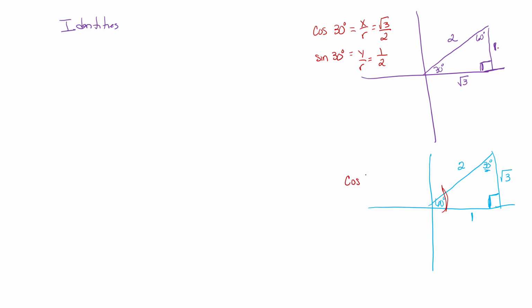If I took the cosine of 60 degrees, cosine, as we saw above, is x over r, which means I would have 1 over 2. And if I looked at the sine of 60 degrees, that would be y over r, like we stated above, which would mean it would be square root of 3 over 2. Agreed? All right. Now notice something. The cosine of 30 is exactly the same as the sine of 60, isn't it? And the sine of 30 is exactly the same as the cosine of 60, isn't it? Okay, that's going to lead to these identities here.